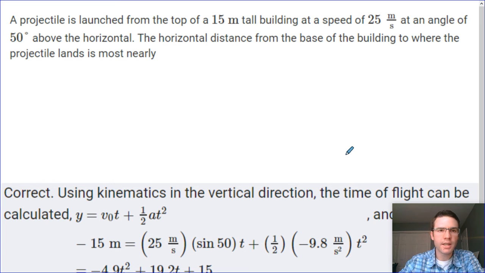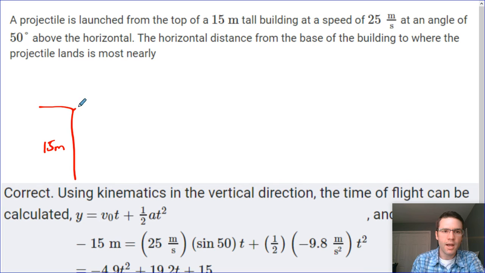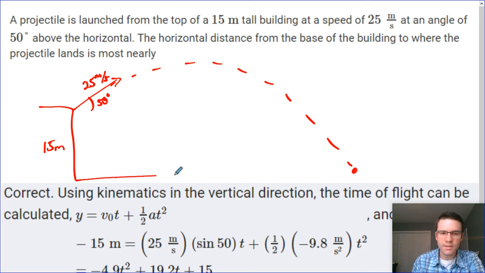Last one here, a projectile is launched from the top of a 15-meter tall building at a speed of 25 meters per second at an angle of 50 degrees above the horizontal. So I'll do a little sketch here. Here's our 15 meters. I have some initial velocity here, 25 meters per second, and it's at an angle of 50 degrees above the horizontal. We want to know how far it travels horizontally. So it's going to take this path of travel. It's going to land on the ground here, and I want to know the distance from the ground as measured horizontally the ball traveled before it hit.